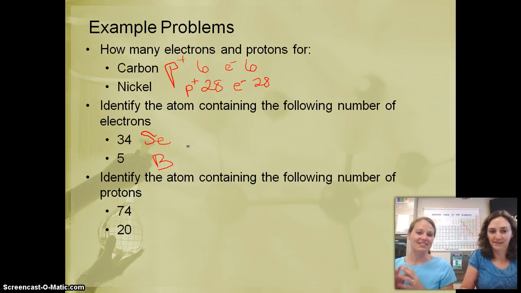All right, the next one's identify the atom containing the following number of protons. So if we've got 74, looking on our periodic table, we're going to find it to be tungsten. Tungsten, you guys know what the symbol is? It's a W. And it's also in light bulbs. Okay.